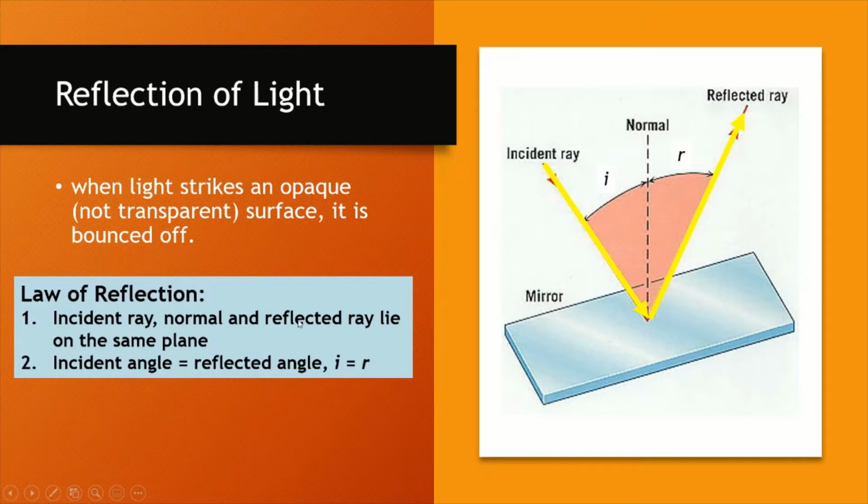And the second statement of the law of reflection is the incident angle equals the reflected angle. What is the incident angle? The incident angle is the angle between the incident ray and normal. I, this is the incident angle. And the reflected angle will be the angle formed between the reflected ray and normal. And we call it R. So I equals R.